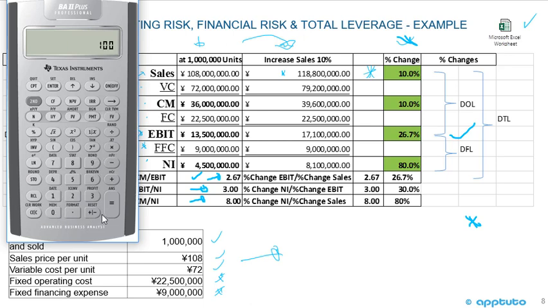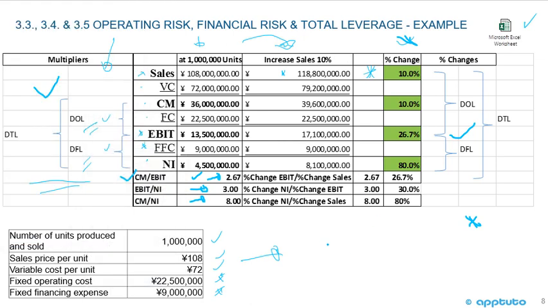And you can see that's our 80%. So our net income went up 80% if our sales units increased by 10%. So a nice little example, put into Excel.